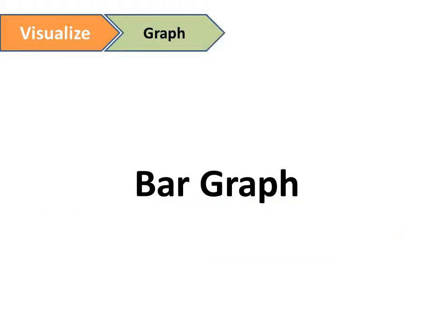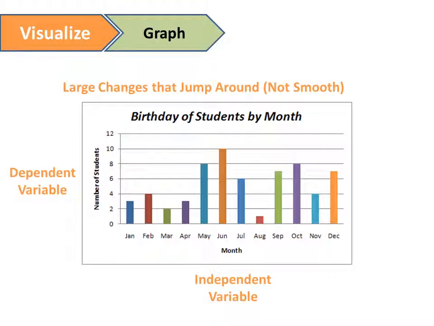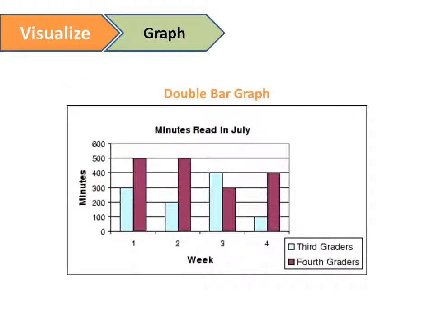Bar graphs also let you track how your dependent variable changes over a range of values for your independent variable. They work well if the changes are larger and not always smooth. For example, if you want to look at the relationship between student birthdays, the independent variable, and the month of the year, the dependent variable. And similar to line graphs, you can use bar graphs to compare different groups.